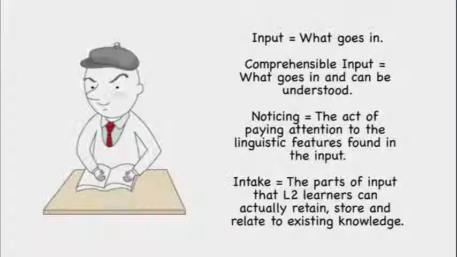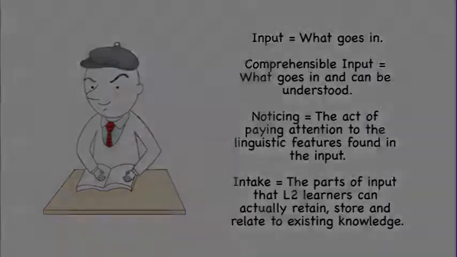To recap so far. We have input, all the language that goes in, regardless of whether it is understood or not. Then we have comprehensible input, the input that learners can understand and arguably learn more from. Then we have noticing, the act of focusing and attending to linguistic items found in the input. And finally, we have intake, the parts of the input that will affect the learner's linguistic system. Got it? Great. Now let's look at output.